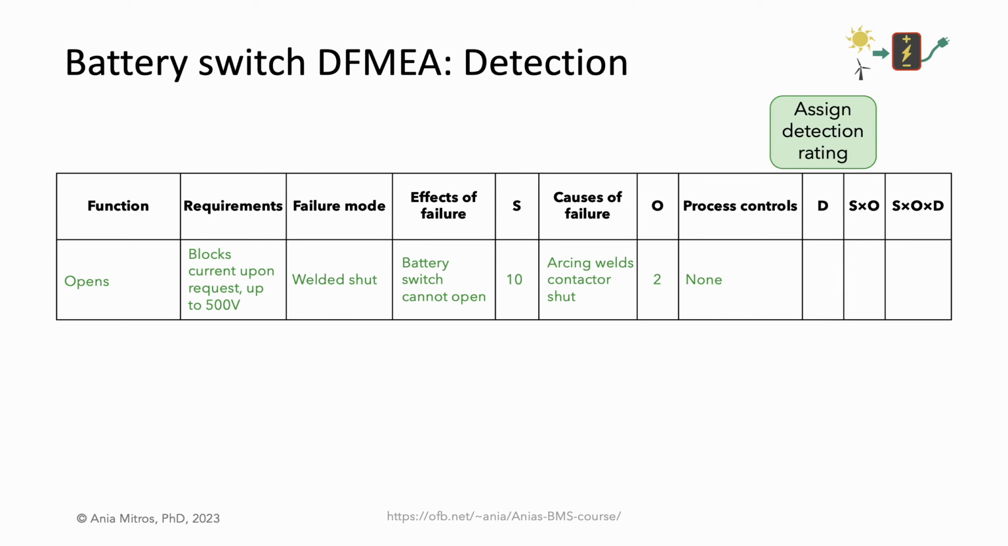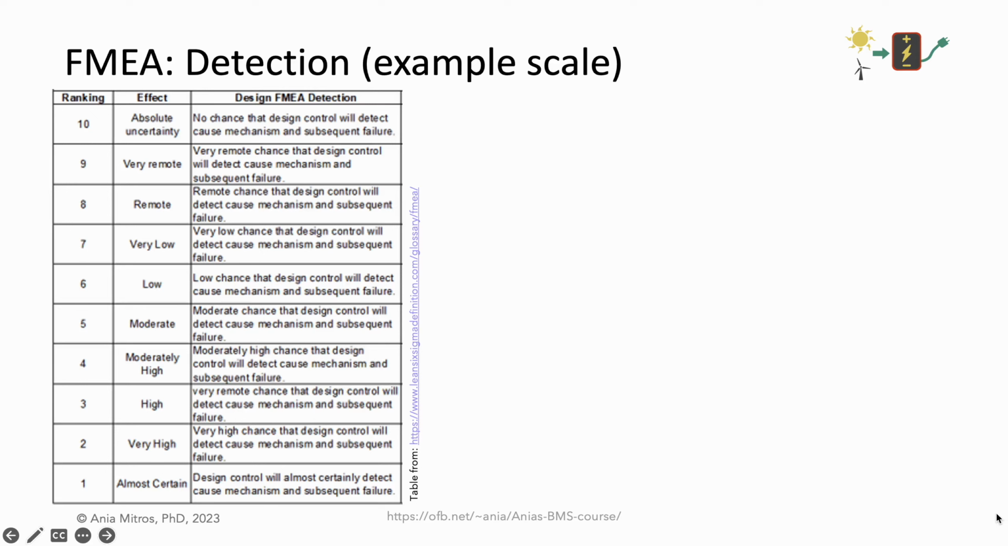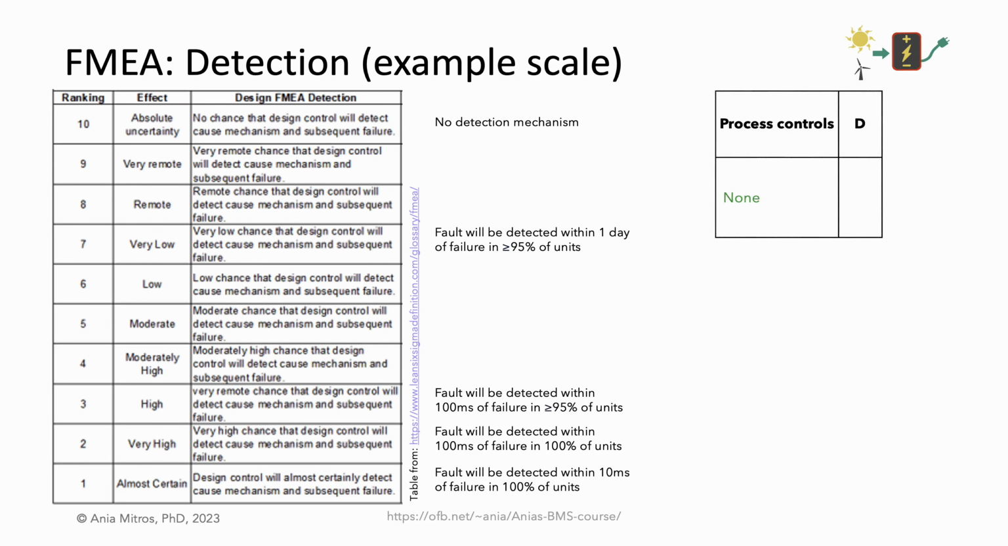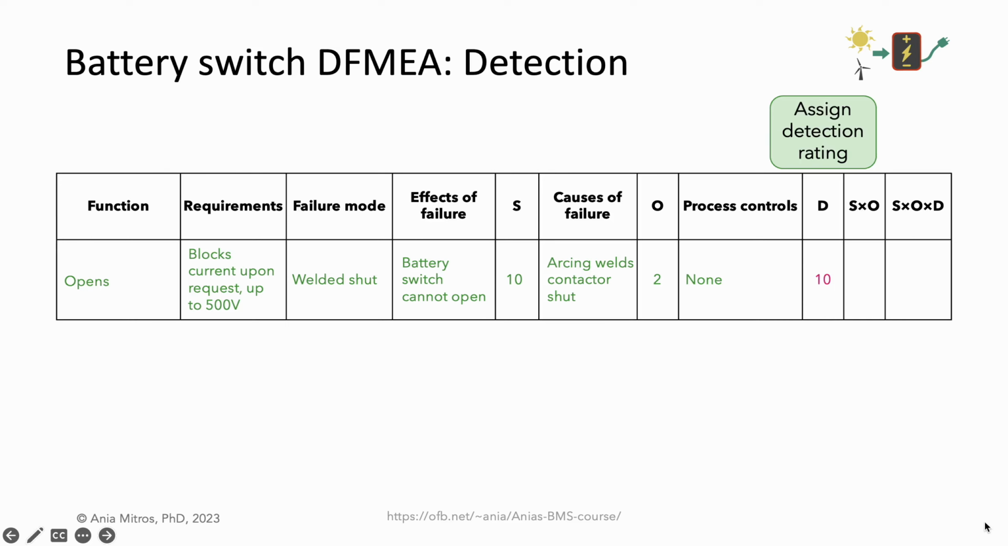Next, assign a detection rating. Here is an example of a detection scale. I don't like this one very much because it's so subjective, unlike the severity and occurrence tables in the previous slides, which came from the same source. I'd rather see less ambiguous definitions, ones that give some hint of the difference between remote and low. I would prefer perhaps to define how quickly the fault will be detected, or in what percentage of units. In our present example, since we have no detection mechanism in place, the detection rating is a 10. Put that 10 in the table.